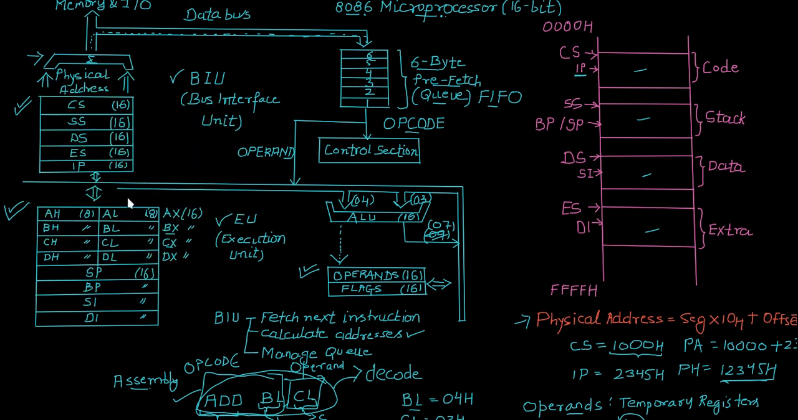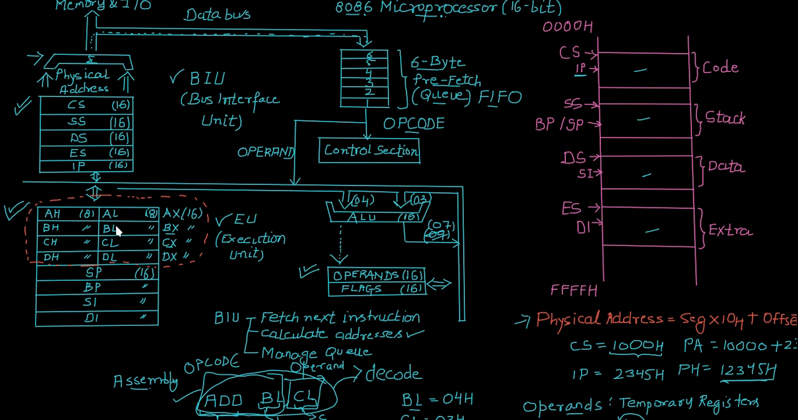So let's use this color, and in this part, which you can see, this part contains some registers in it. Now you can see that this whole structure is divided into two parts, and the reason is that these two parts are of 8 bits each. So you can see that 8 bit and 8 bit.